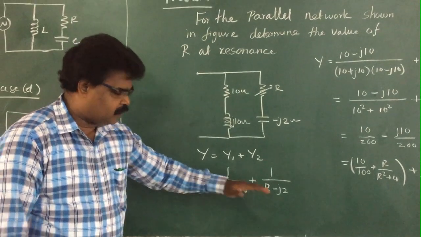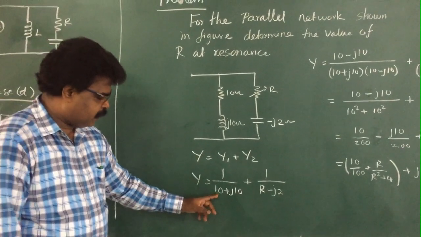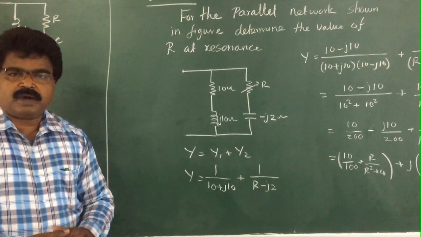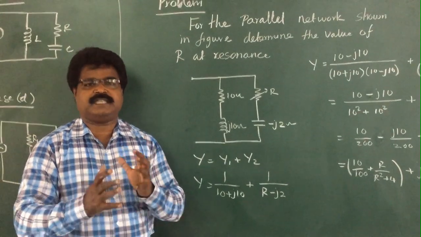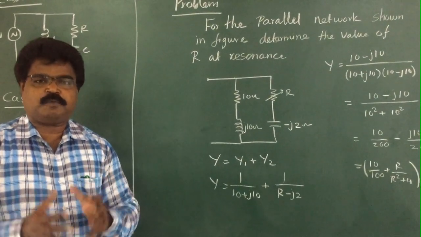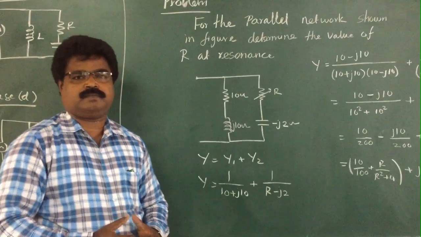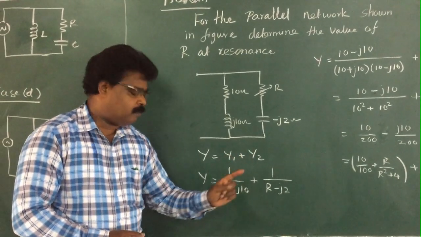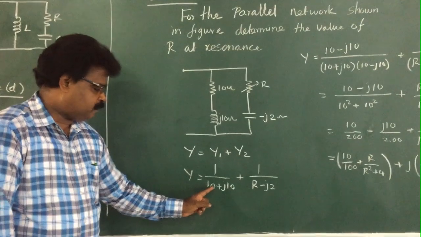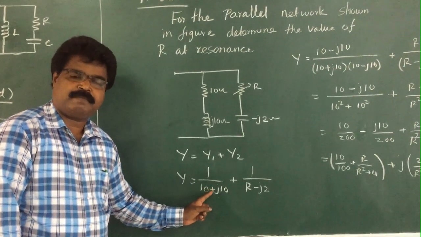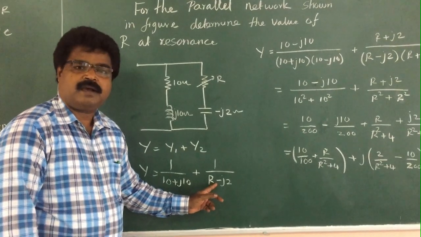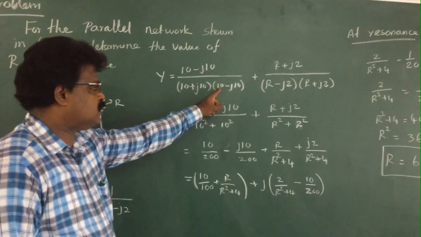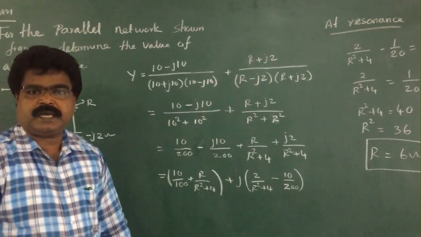Here if you look into the denominator, both consist of a real part and an imaginary part. Our aim is to find the imaginary part, the j component. Why? Because the condition for resonance is that the j component is equal to 0. So you have to separate this term. How to separate? You multiply and divide by the complex conjugate of the denominator. So for 10 plus j10, multiply and divide by 10 minus j10. Here also you have to multiply by R plus j2 in both numerator and denominator.